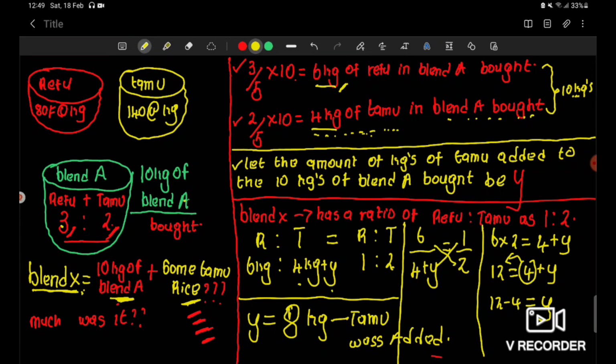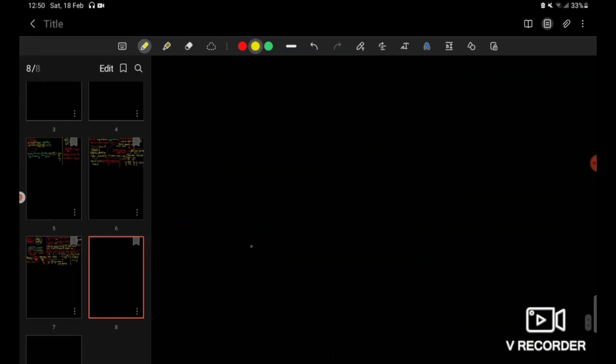As we go to the next question, which says the retailer sold blend X making a profit of 20%. Determine the selling price of 1 kg of blend X. So how are we going to do this one? Let us interpret the question again.